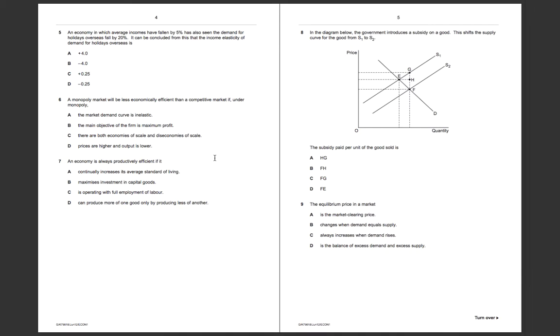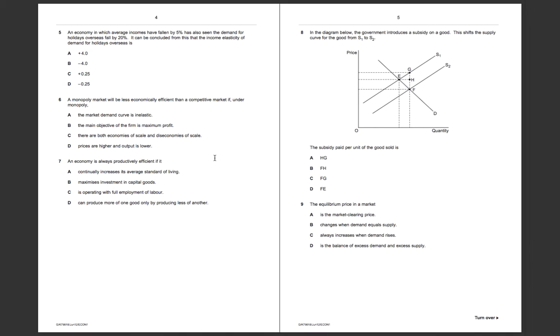So let's have a look at this. A, continually increases average standard of living. Now this isn't necessarily true because, again, productive efficiency doesn't mean that everybody's happy with those outcomes or their socially desirable outcomes. It just means output is maximized with the given level of resources.